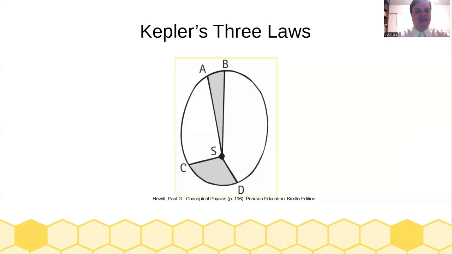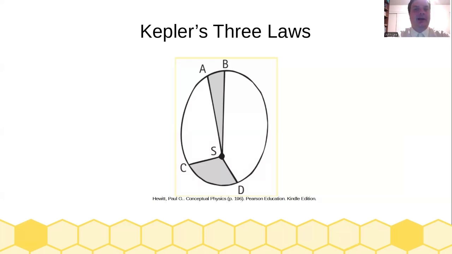So the sun is noted by the letter S in this, and it is one focus of an ellipse. As I said, a lot of planets and moons are closer to circles than ellipses, but an ellipse is just a more general version of a circle.